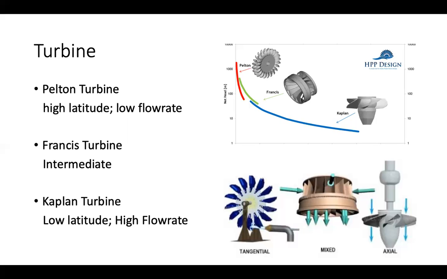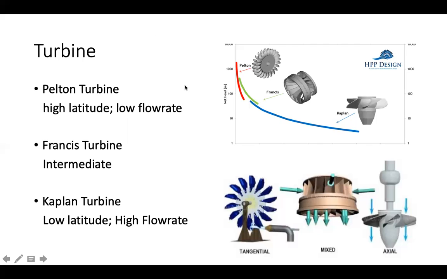For now, I'm going to talk about three types of turbine in this presentation. The first one is the Pelton turbine. It is suitable for high latitude and low flow rate. The second one is the Francis turbine. It is suitable for intermediate latitude and intermediate flow rate. The third one is the Kaplan turbine. It is suitable for low latitude but high flow rate.